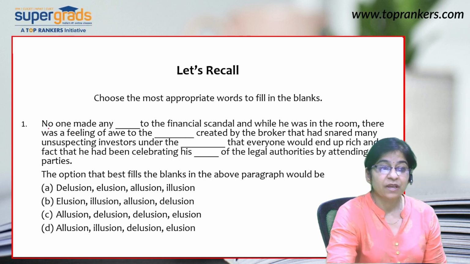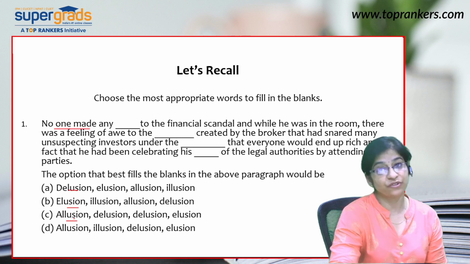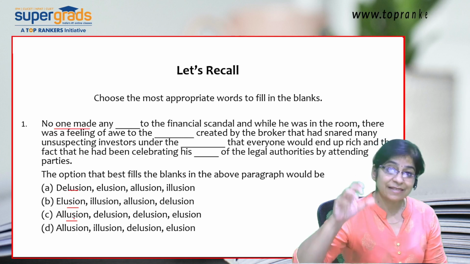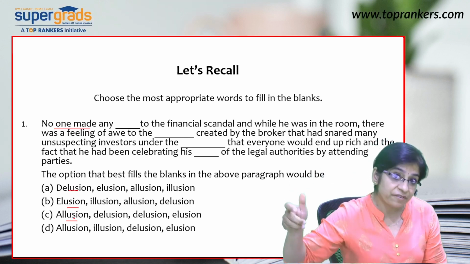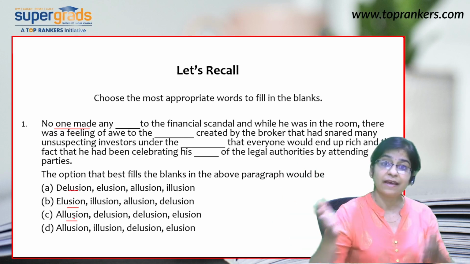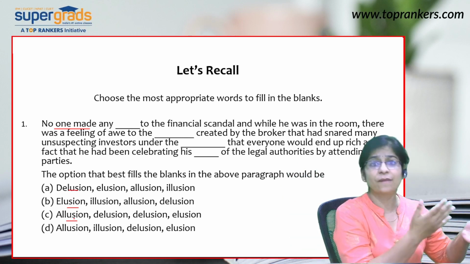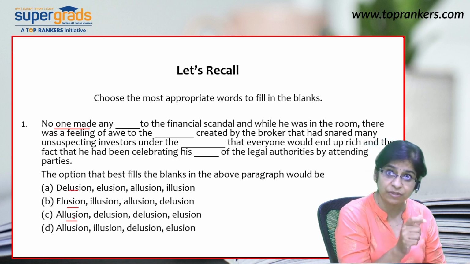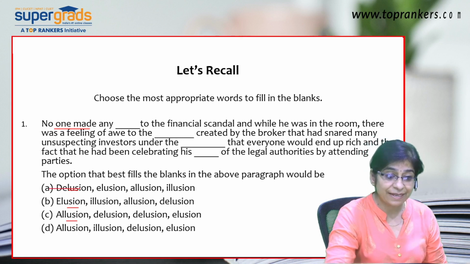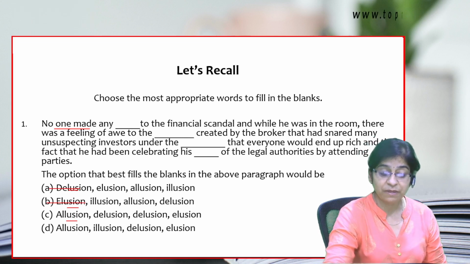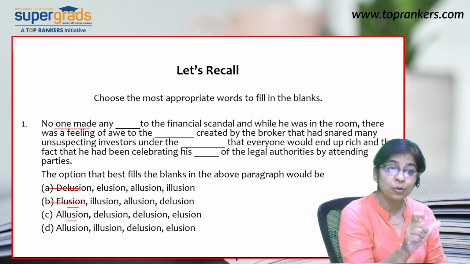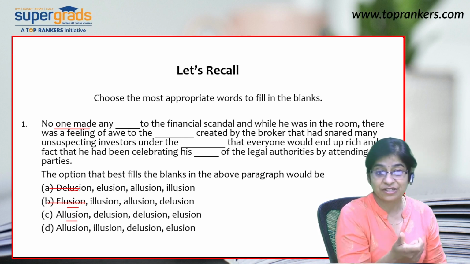Now, see, no one made any delusion, illusion, or allusion to the financial scandal. Now, when we look at the first sentence, what are we saying? We are saying that no one made a reference to the financial scandal here, right? And whenever we're making a reference to something known, we are making an allusion to that fact. So we can very easily eliminate option A and option B. So we know that our answer is either option C or option D. So no one made any allusion to the financial scandal.